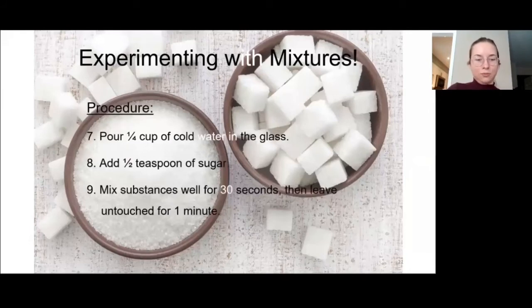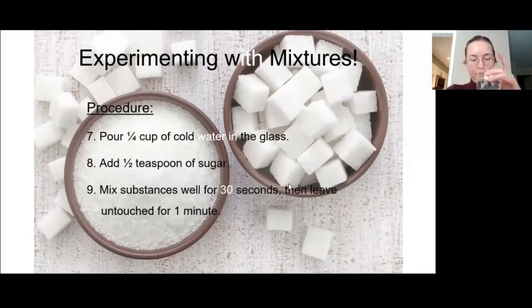Our next one is using our cold tap water with the sugar. So once again, just go get your cold tap water now, okay? And then when you've come back, just pour your sugar in and stir it and leave it untouched for a minute. So just pause the video right now.